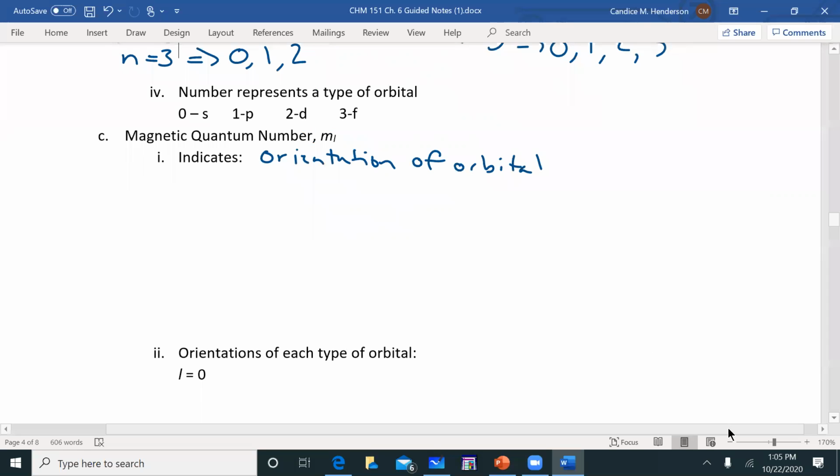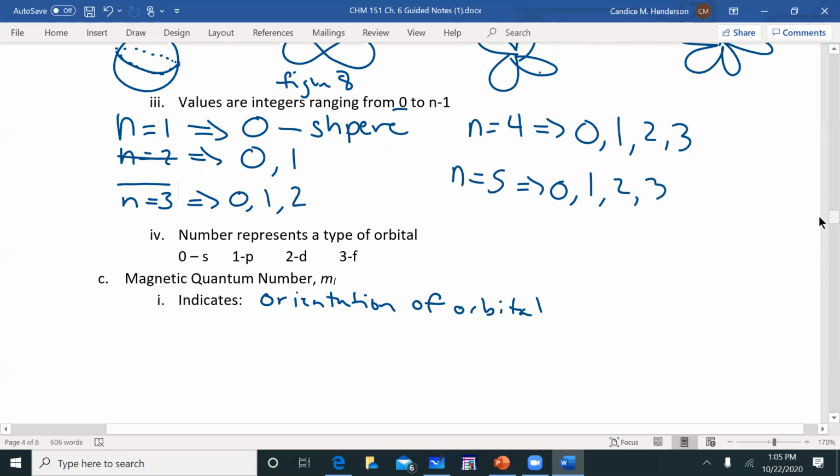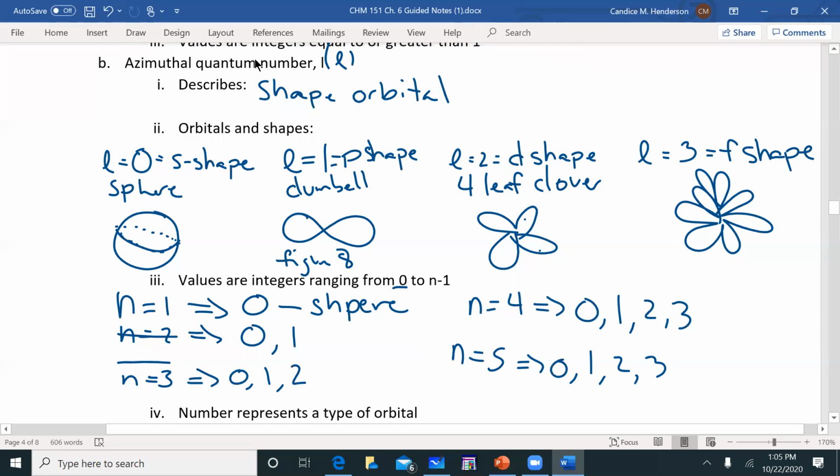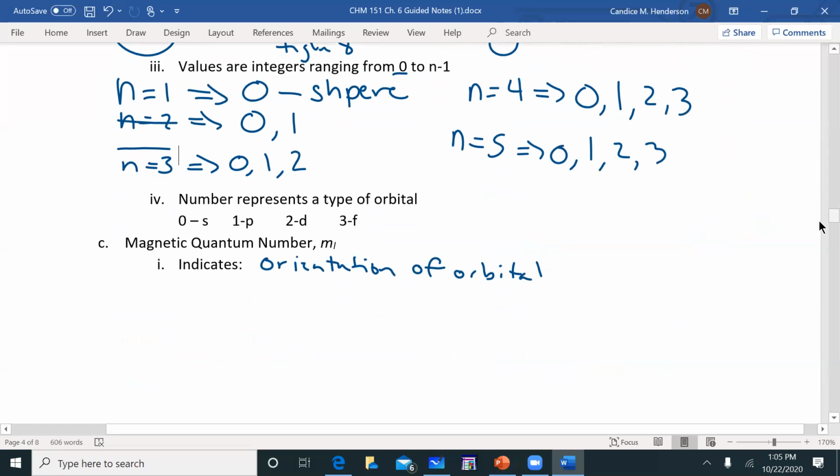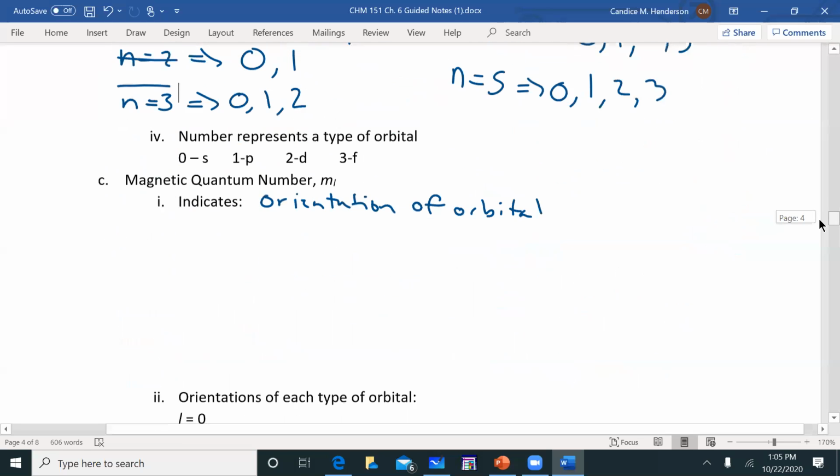So this is saying which direction it is pointing in. Like you can have floors to your building. So energy levels 1, 2, 3 are our floors. These L values of 0, 1, 2, 3 are telling us the shape of the classroom. But just like you can have 2 lab rooms on the same floor, we could have 2 dumbbells on the same floor that are pointing in a different direction. Maybe one's pointing east and one's pointing west. That number gets indicated by this magnetic quantum number.